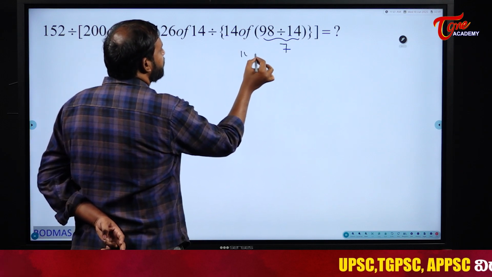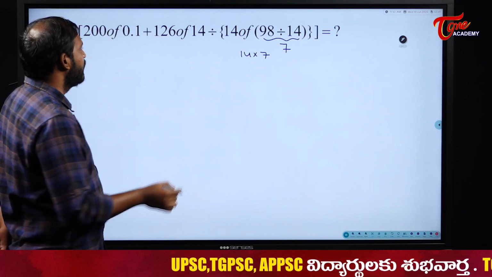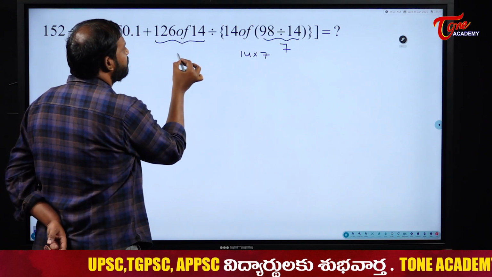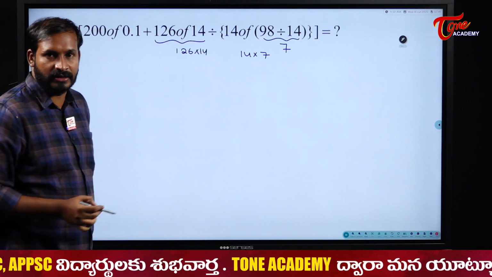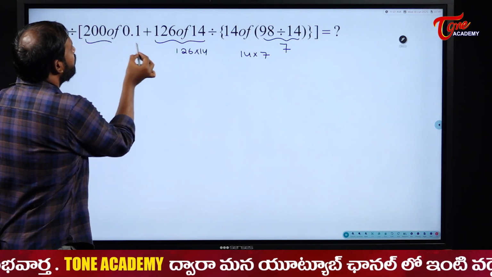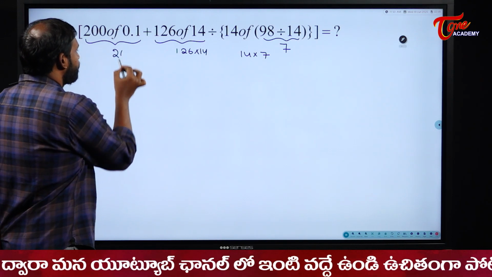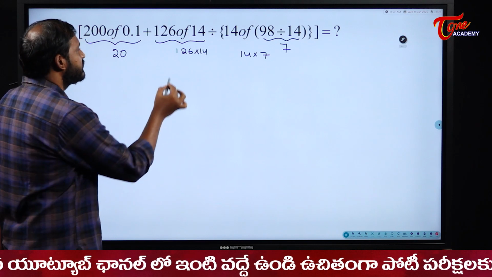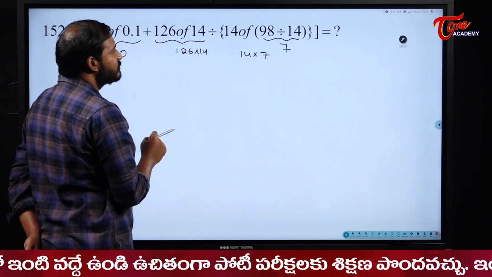14 of 7 means it becomes 14 into 7. Next, please see here, 126 of 14 means it becomes 126 into 14. Okay, good, super. Now 200 of 0.1 means it becomes what, students? It becomes 20. Now please see here, before addition I should first solve these two.